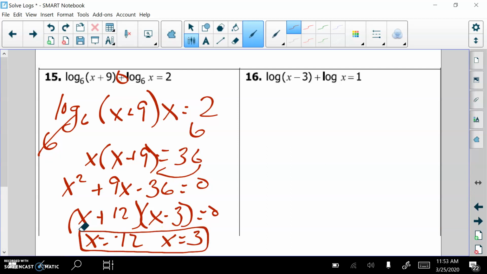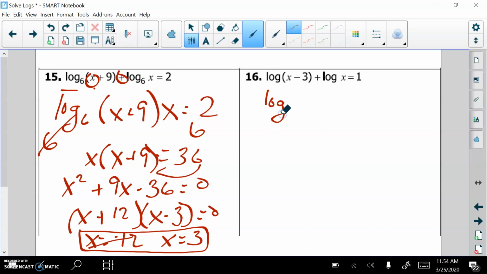It's because when you plug the negative 12 back in here, you're taking the log of a negative number. So don't be fooled that a negative answer always means it's no solution or it's extraneous. It just means that we have to check to see if we're valid. And since we know negative 12 isn't valid, we can go ahead and cross it out. Okay, last one.